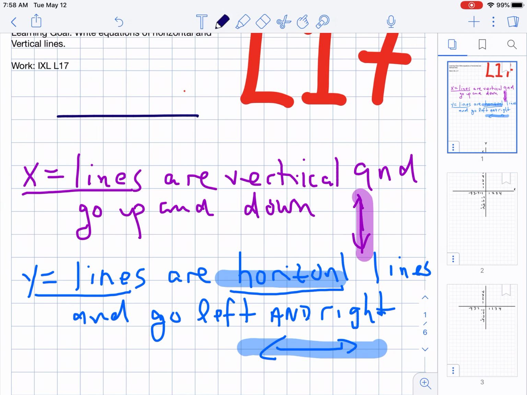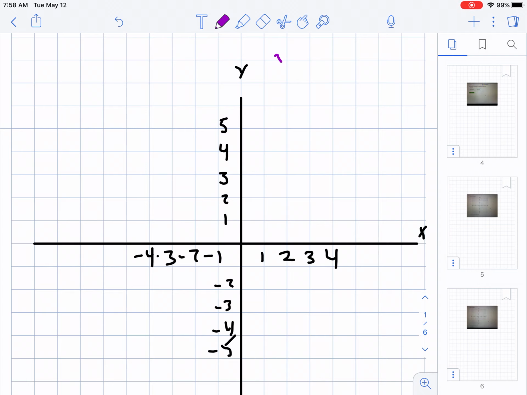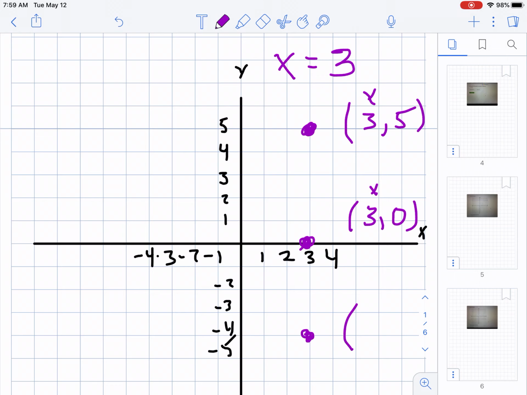Okay, let's take a look at x equal lines. So if I write x equals 3, and I put a dot here, that dot is at 3 and 0. So you can see the x value at that point is 3. But what if I put a dot here? That point is 3 and 5. So you can also see the x value at that point is 3. Or, let's say I put a dot here. That point is 3 and negative 4. So the x value at that point is also 3.